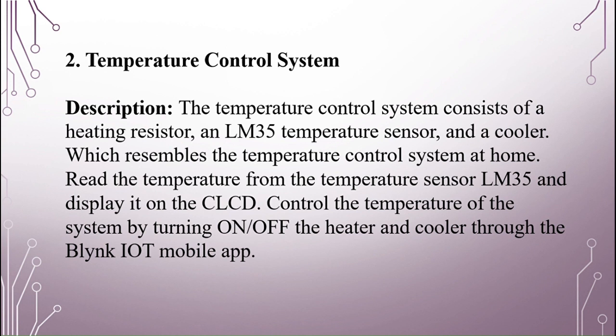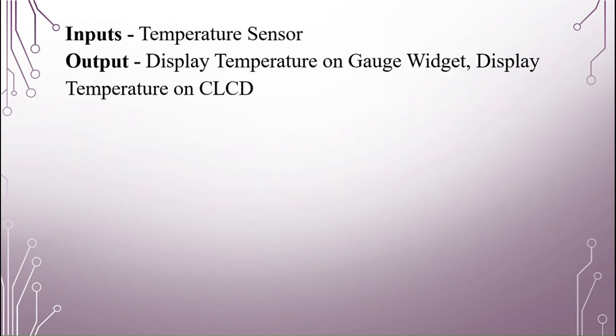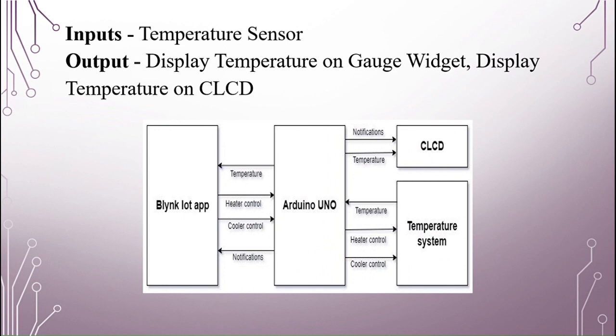Then we control the temperature using the on and off buttons for the heater and cooler from the Blink IoT app. The input is the temperature read from the environment, and it is displayed on the gauge and also on the CLCD. This is the diagrammatic representation. First it senses the temperature and transfers the value to the Uno, then the Uno transfers it to the Blink cloud, from which the Blink IoT app accesses the data and displays the output. In the same way the CLCD displays the output.